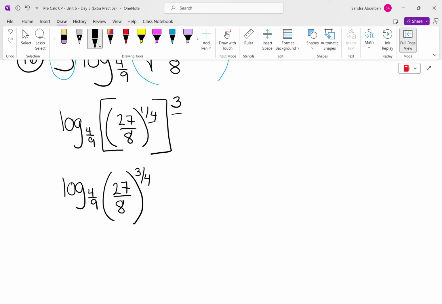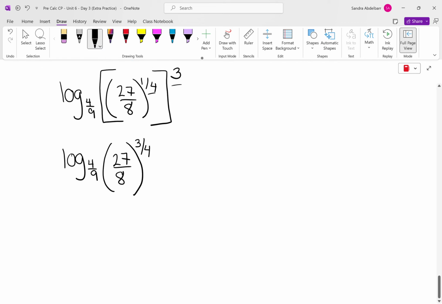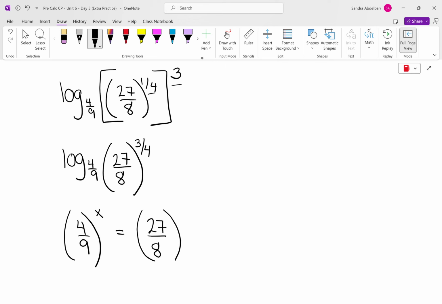Okay, now we're going to go back into exponential. I'm saying 4/9 raised to the x power is equal to 27/8 raised to the 3/4 power. Now this is the tricky part. Good job, Matt. That's exactly what we want to do.